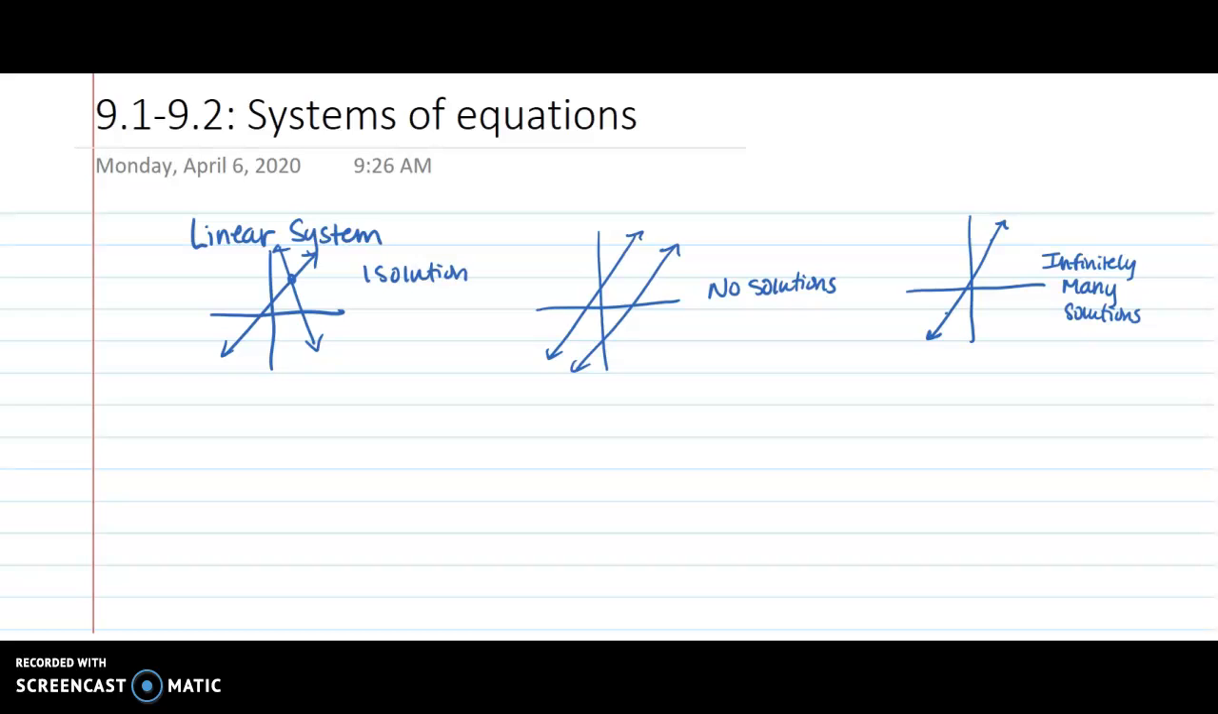Last week you looked at linear systems using substitution, elimination, as well as graphing in order to solve those systems. This week we're going to focus more on nonlinear systems.